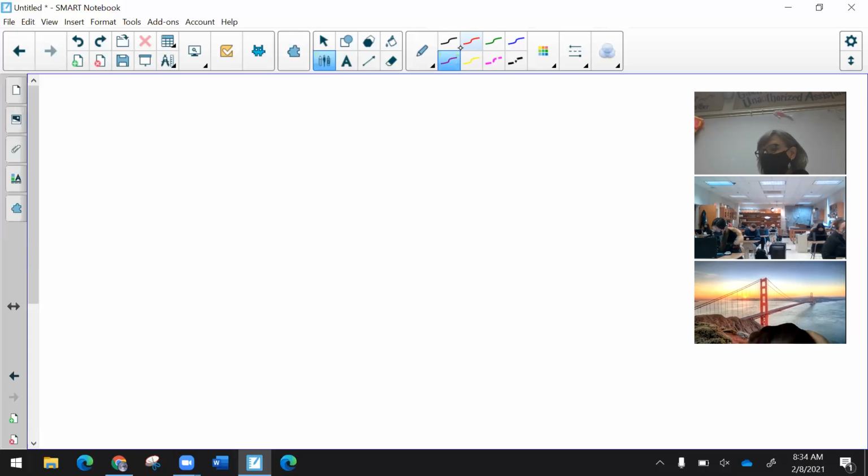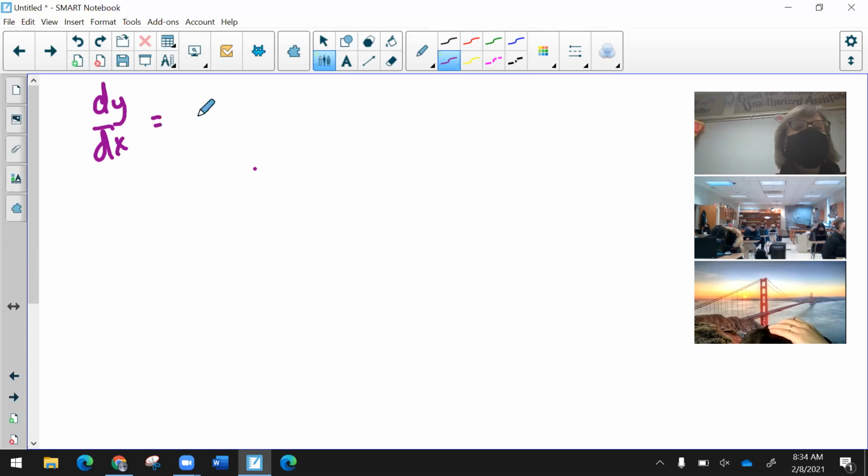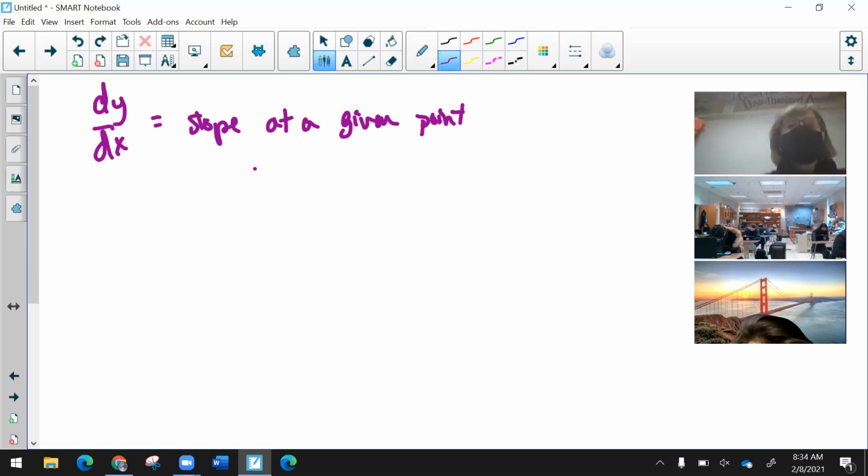So the important thing to remember is that we all know that dy dx is equal to the slope at a given point, at a given set of values for dy and dx.